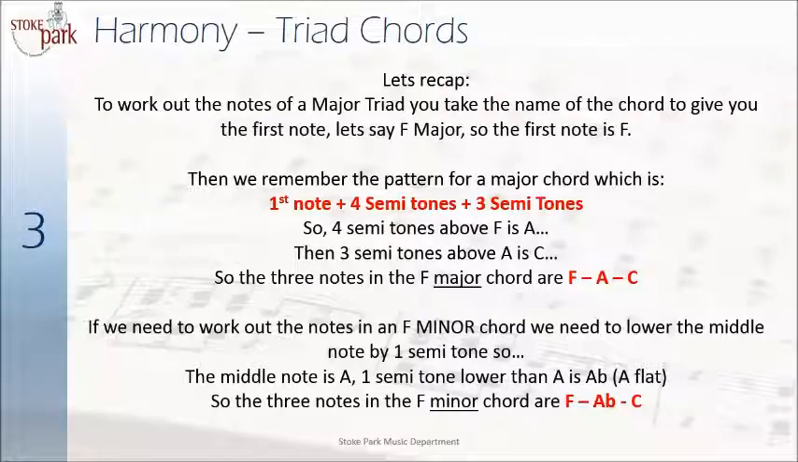But if you need to work out the notes in an F minor chord, we just need to lower the middle note by 1 semitone. So the middle note is A, right? So 1 semitone lower than A is A flat, A with a little small b, flat sign. So the 3 notes in F minor chord are F, A flat, and C.